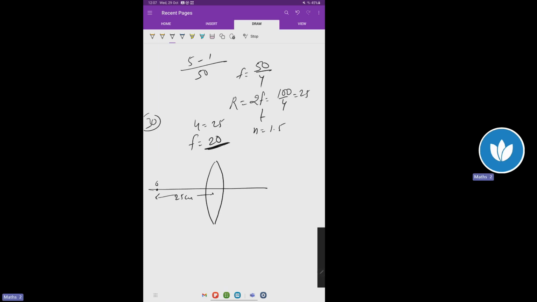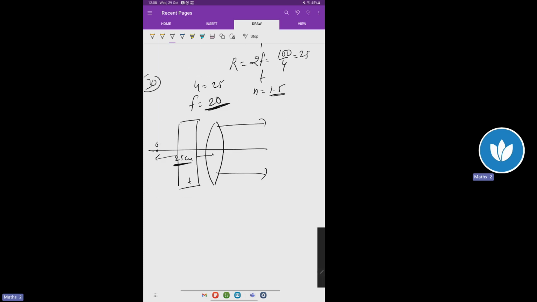So initially this f is 20 centimeters. If we put the object at 20 centimeters, the final image would be at infinity. But actually it is at 25 centimeters. So we will put a glass slab of thickness t and refractive index 1.5. So there will be a normal shift. If this shift is 5 centimeters, this apparent distance becomes 20.